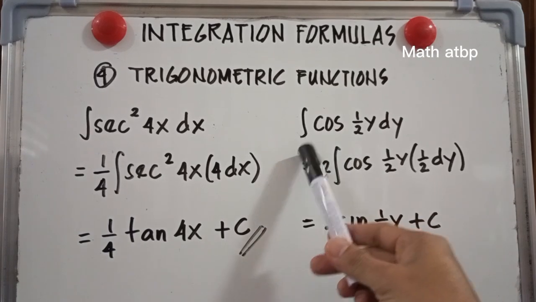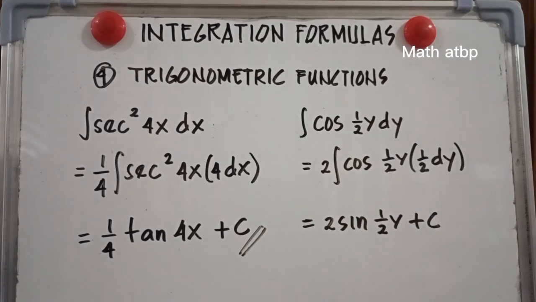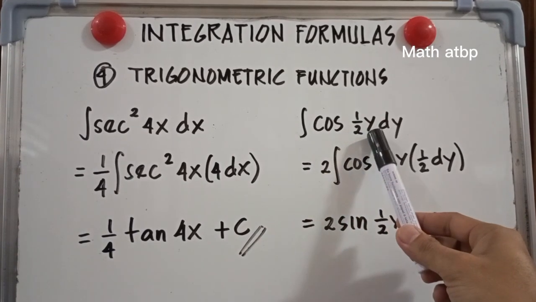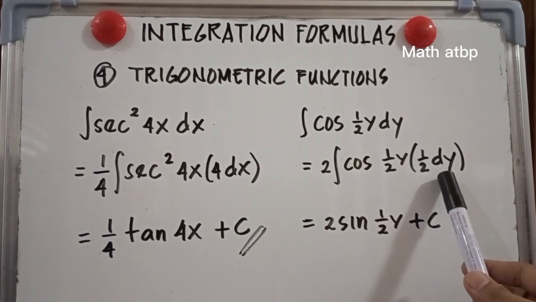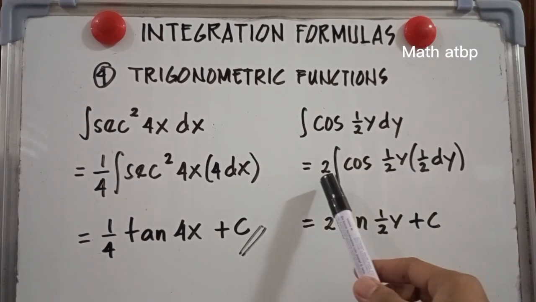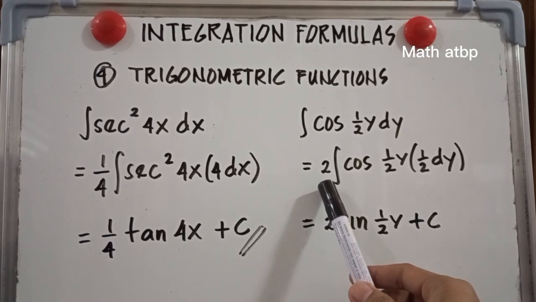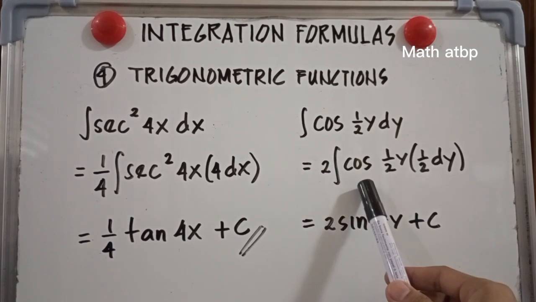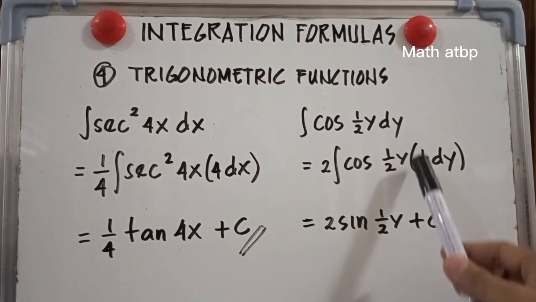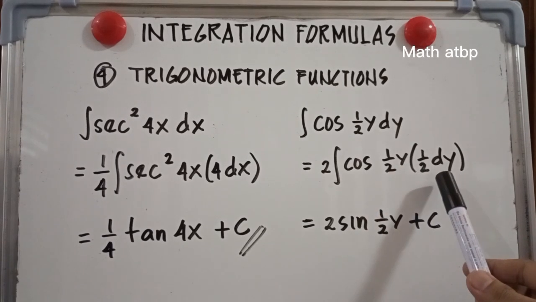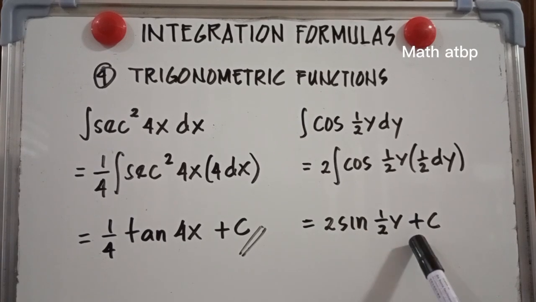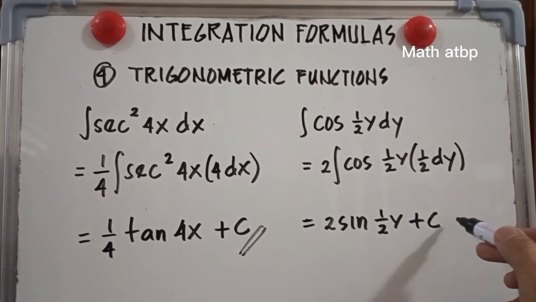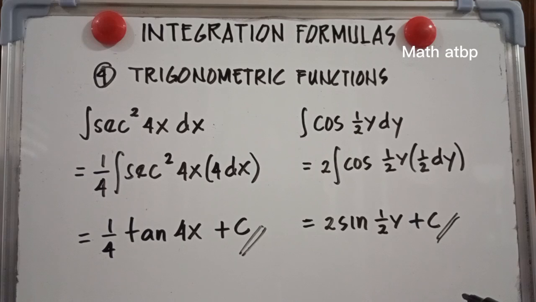Next we have here the integral of cosine 1/2 y dy. The derivative of 1/2 y is not just dy but instead it is 1/2 dy. To compensate for the 1/2 here, we place 2 before the integral sign. So we have here 2 times the integral of cosine of 1/2 y times 1/2 dy. And then we have here 2 sine of 1/2 y plus c. That is the integral of cosine 1/2 y dy.